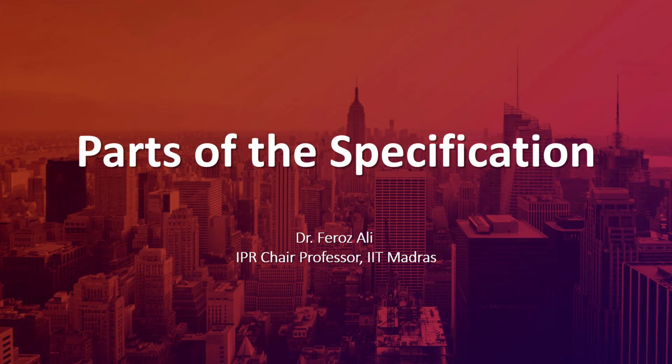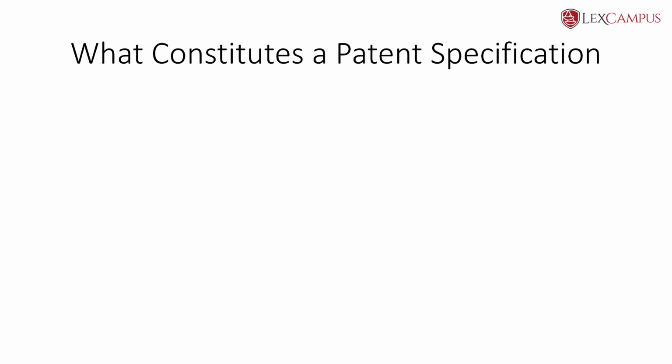Parts of the specification. What constitutes a specification? We had seen that the patent specification comprises two broad things, and that's how we have structured this course. We had looked at the problem solution statement, helping us to create a claim. So there is a claim which we are looking at. And in this set of lectures, we were looking at everything else other than the claim.